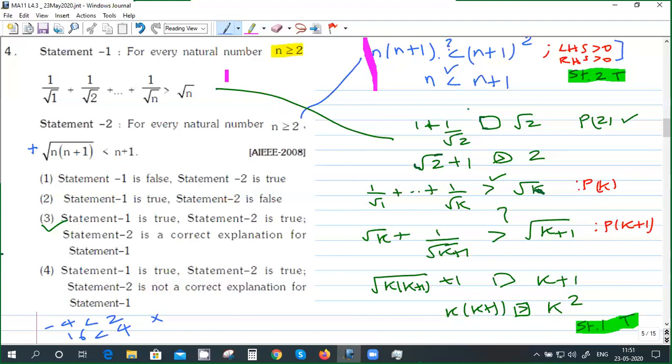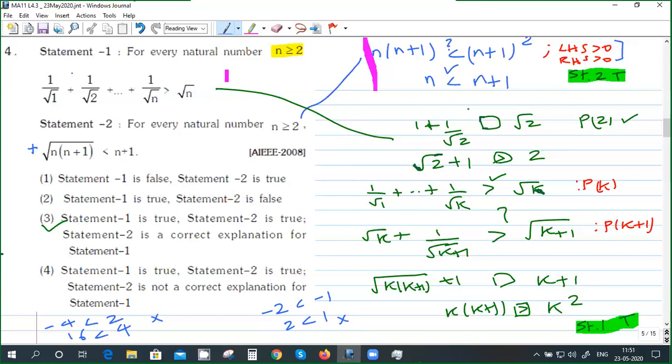For example, minus 2 is less than minus 1, right? Yeah, sir, I understood that. Cancelling the negatives, 2 is less than 1 is not true. So I can cancel positive numbers on both the sides of an inequality, and the inequality still holds.